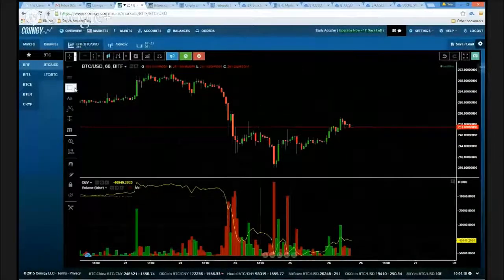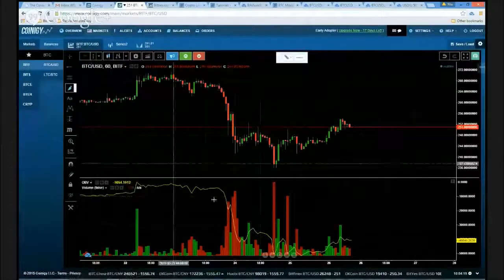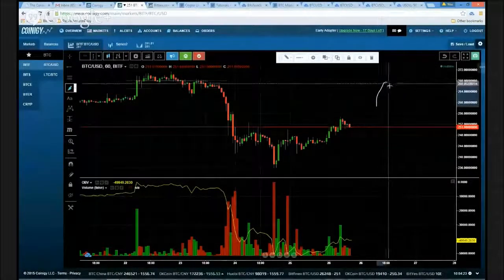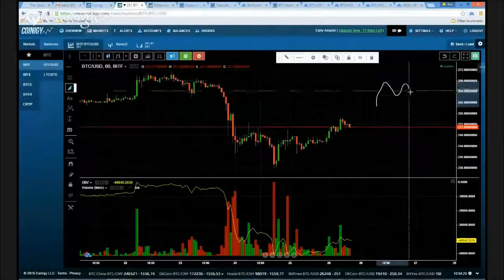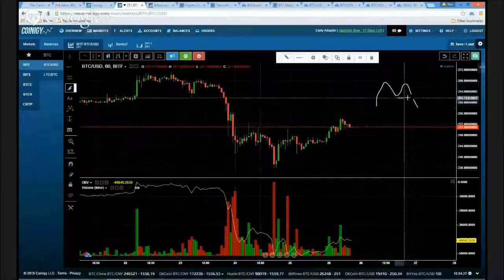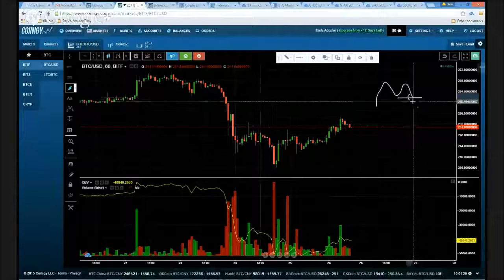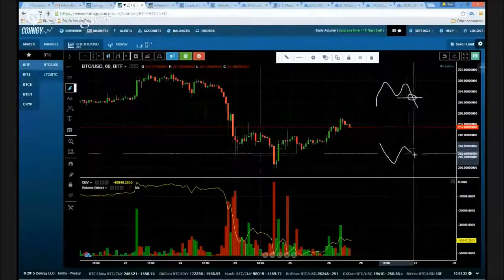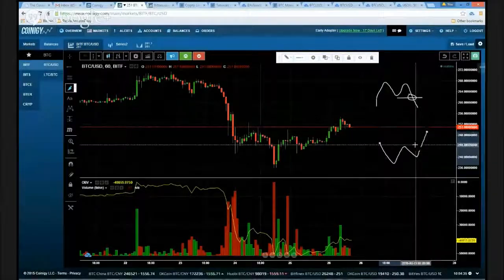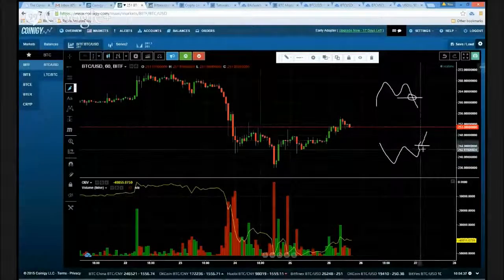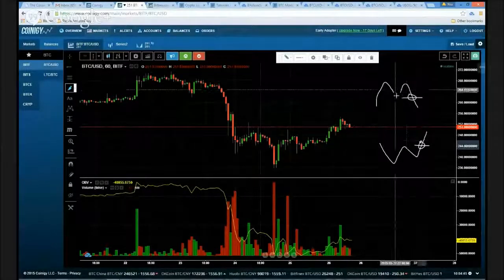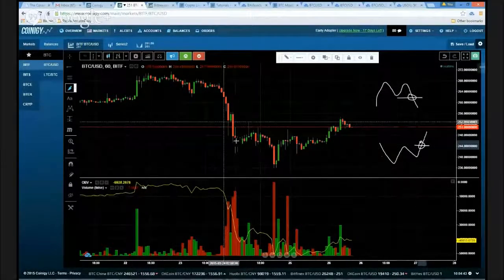We need to understand that everything we do as technicians is based on this concept of market structure, where M's are bearish and W's are bullish. We've talked a lot in previous tutorial videos for Coinigy about seeing market structure within price itself.